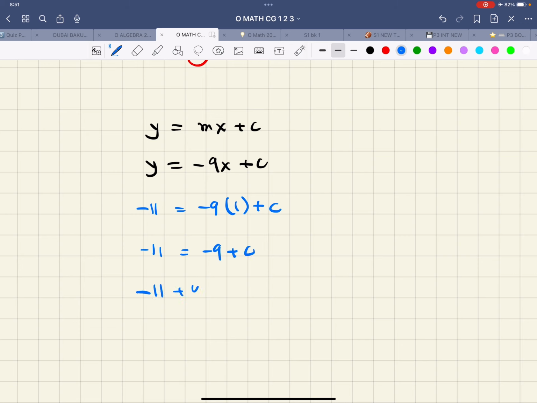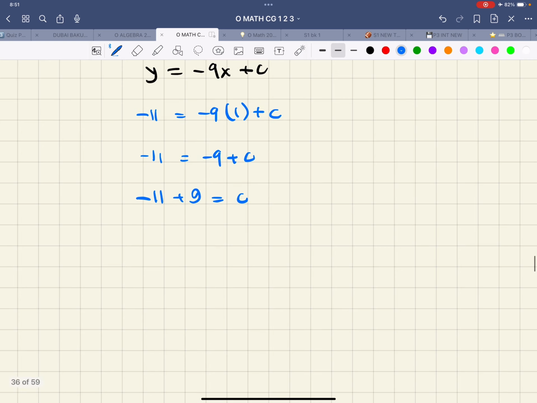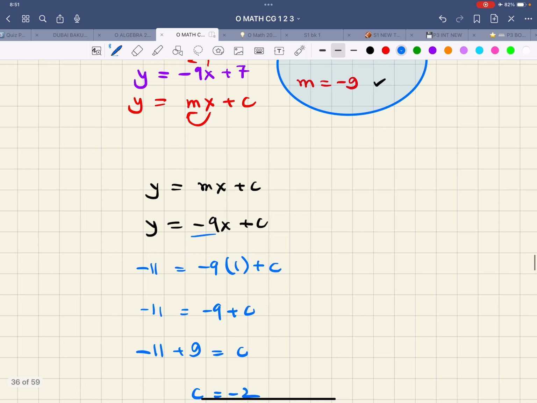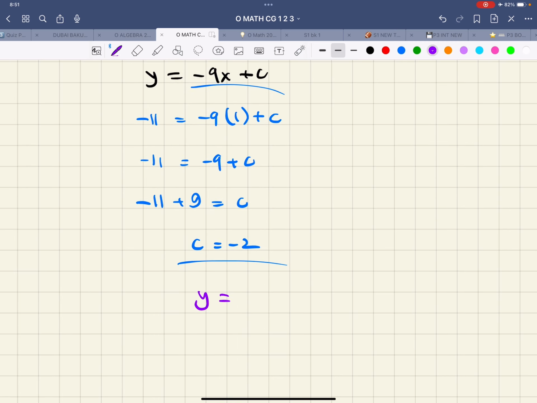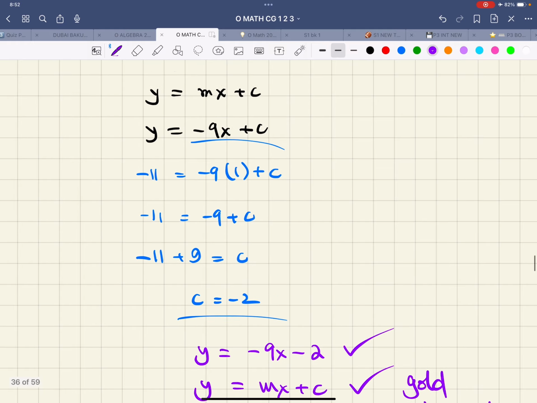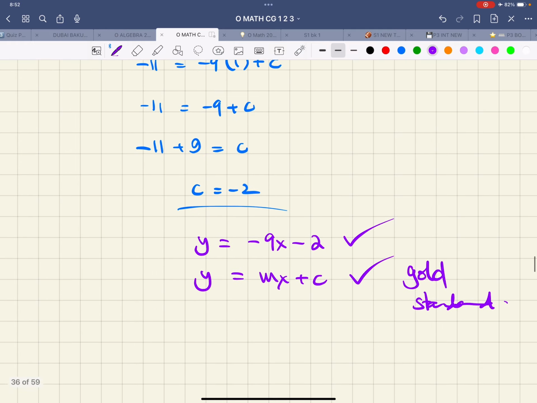Negative 11 plus 9 is equal to c. Therefore, c comes out to be negative 2. So we have c, we have m. Therefore, the equation of the line is y equals minus 9x minus 2. And that is of the form y equals mx plus c, which is our gold standard. So this is all good, all done.